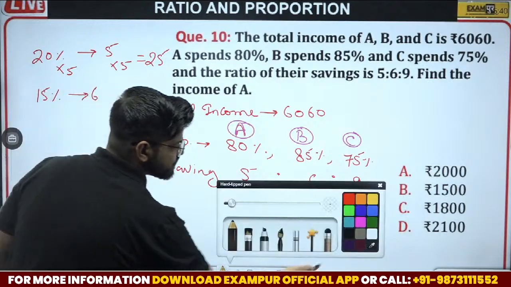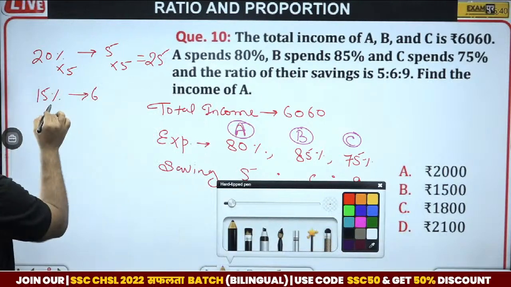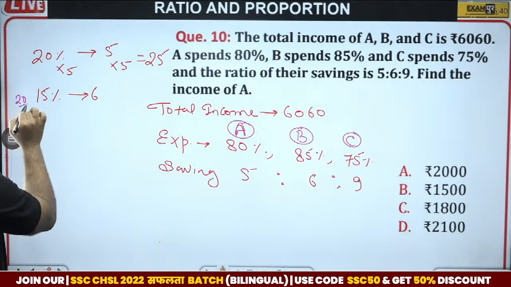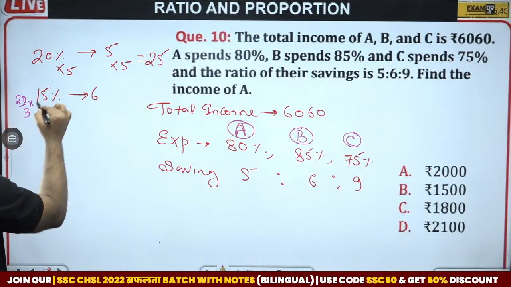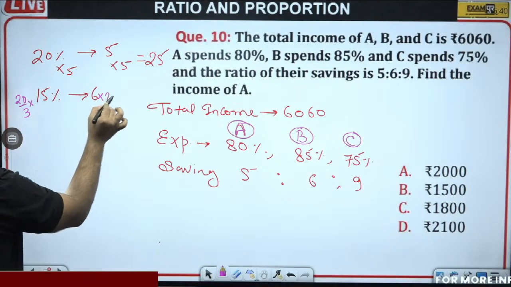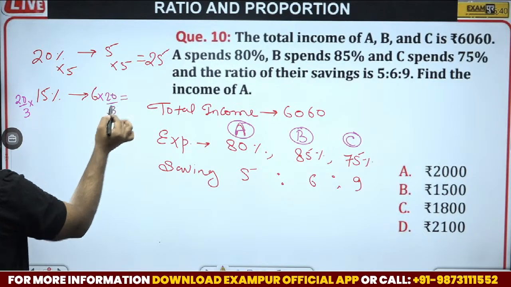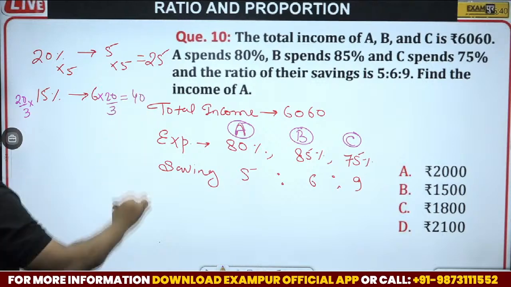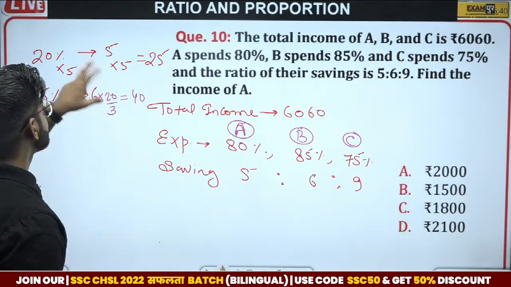So what do we have to do? We just have to multiply 20 by 3, because when we divide by 3, we will get 5. 5 into 20 is 100. So 20 by 3 here also, what do we get? We will get 40 here, right?